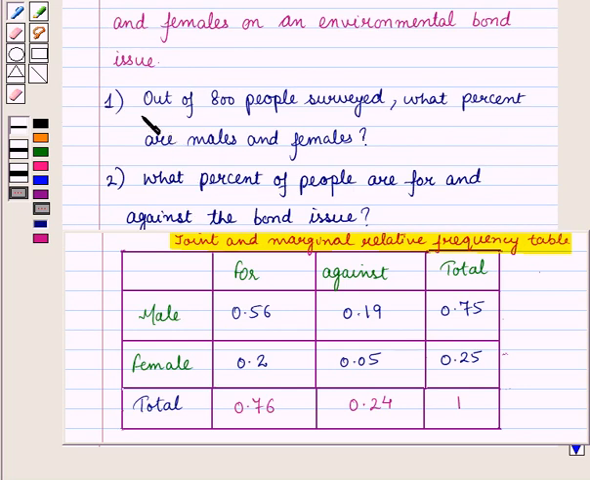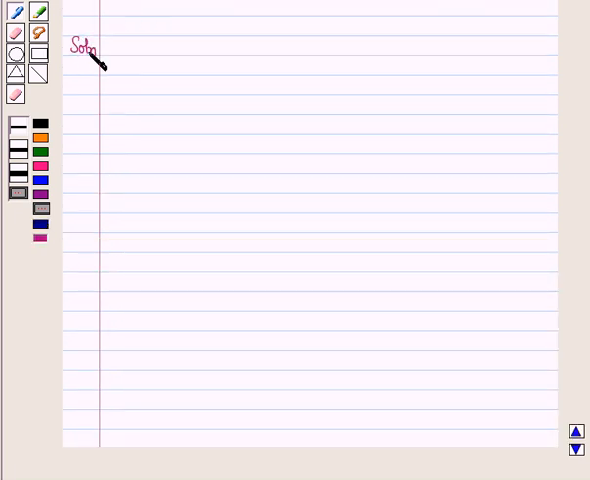Now here, in the first part, we have to find that out of 800 people surveyed, what percent are males and females? And in the second part, we have to find what percent of people are for and against the bond issue. Now let us start with the solution of the given question.